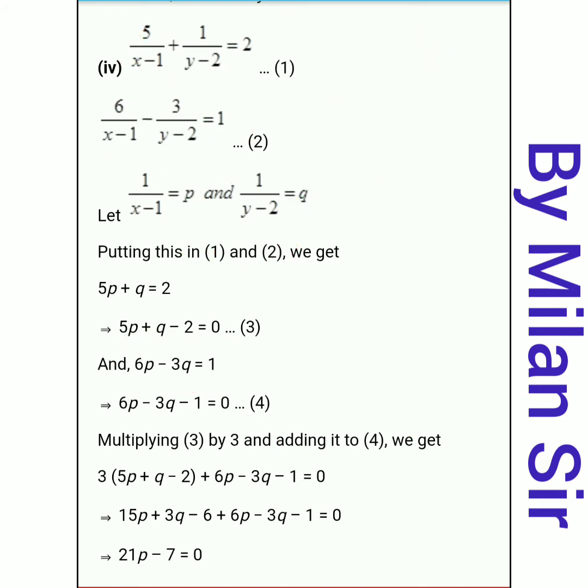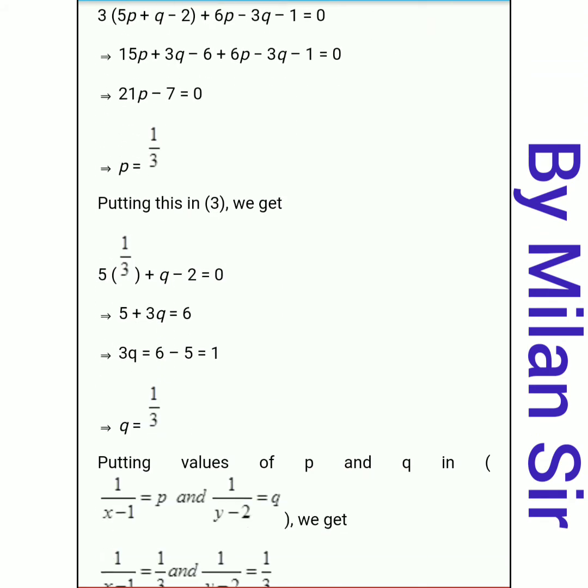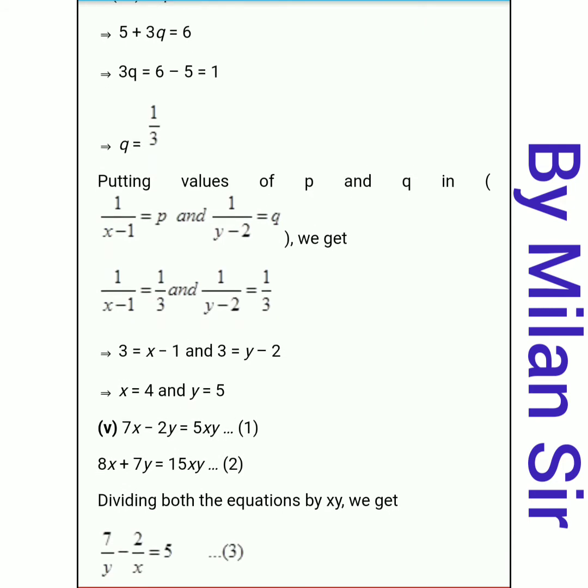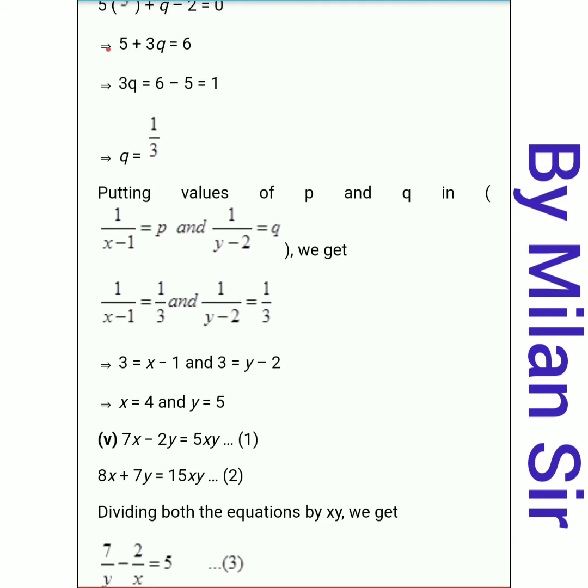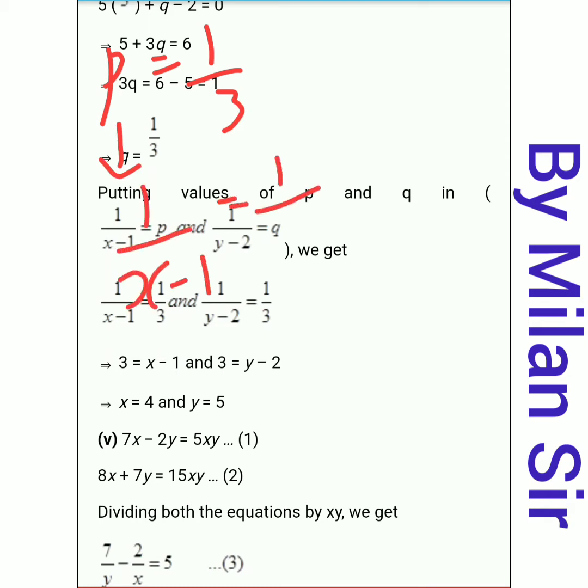So our p and q both are the same, right? 1 by 3, 1 by 3. So p is equal to 1 by 3. Now in place of p, we can write 1 upon x minus 1, right? Because initially we assumed that 1 upon x minus 1 is equal to p.